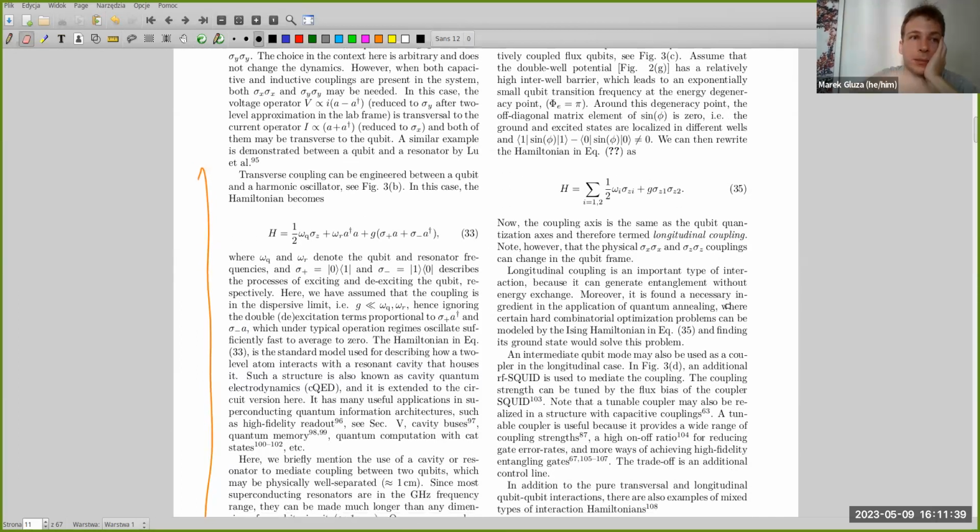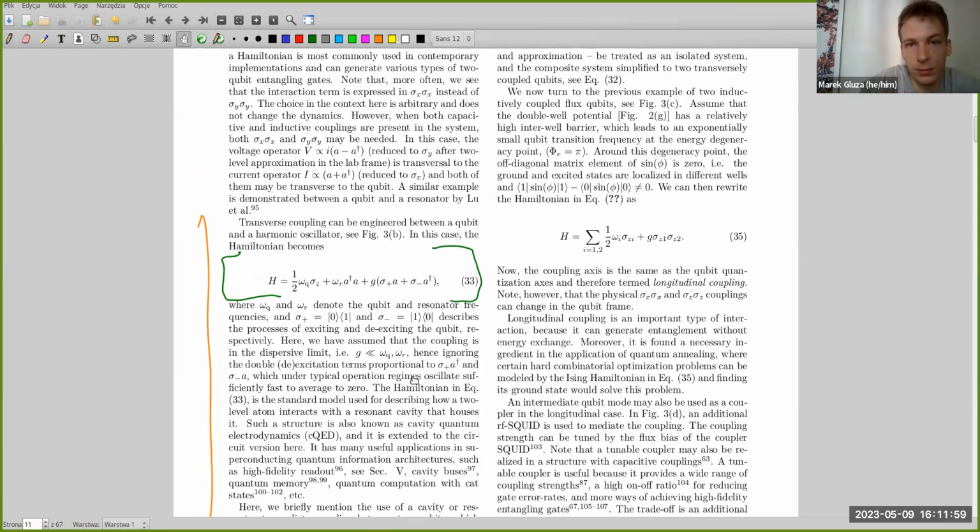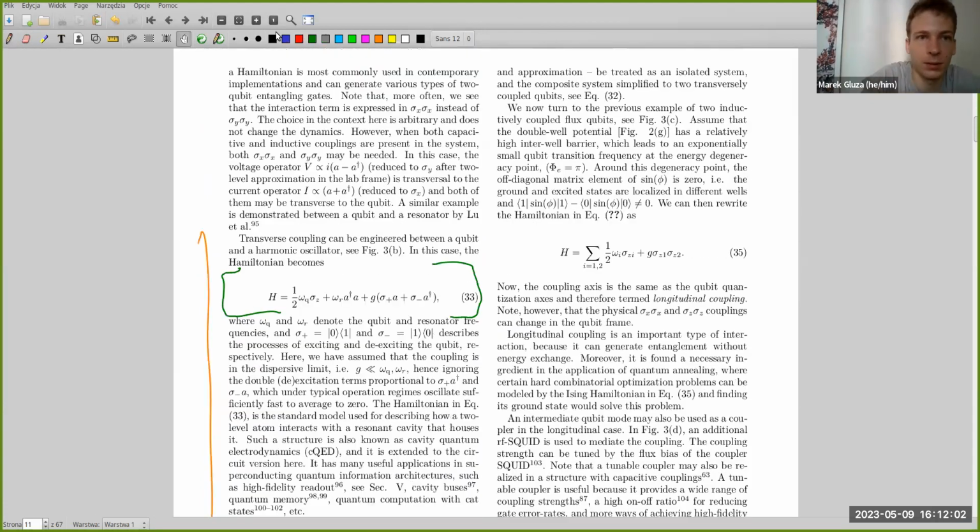There will be some discussions, and you will see that it's worthwhile to consider maybe some approximations to see that there are other considerations that we can do. So transverse coupling can be engineered between a qubit and a harmonic oscillator, as in figure 3b. So do I have the figure 3b? Let's see.